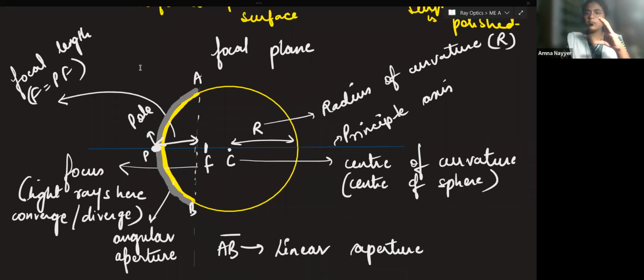AB is known as the linear aperture, and this is known as the angular aperture. And this focus, principal axis, and center of curvature occur in the same plane, which is known as the focal plane. Got it?